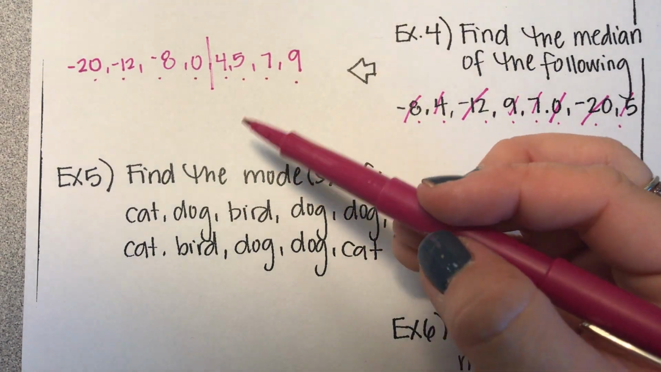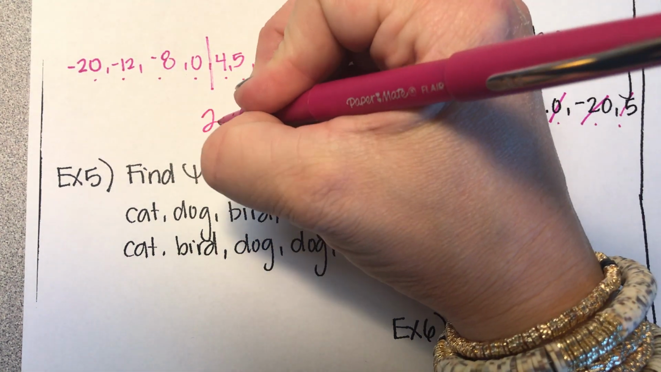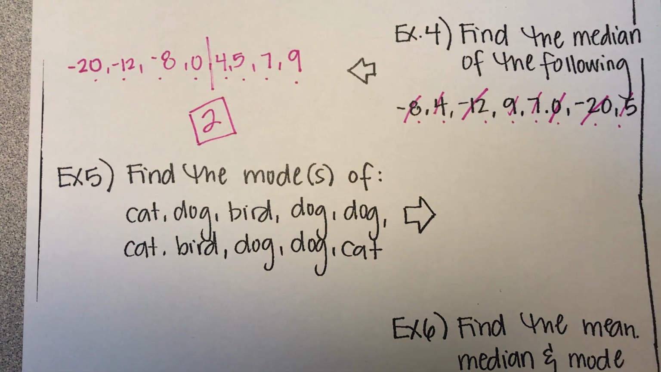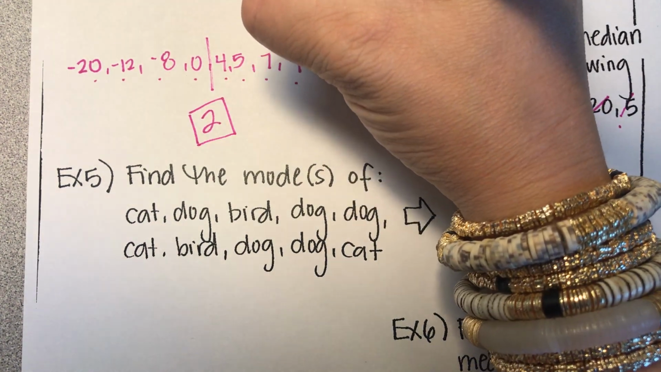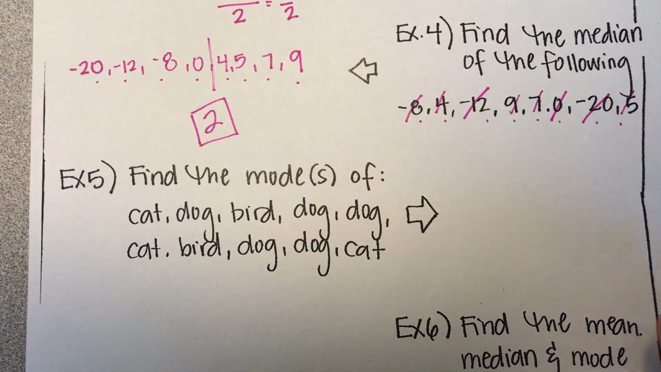So what number would come right in between 0 and 4? 2. So 2 is my median. Okay, and if you weren't sure, you would add 0 plus 4 and divide by 2. 4 divided by 2 is 2.